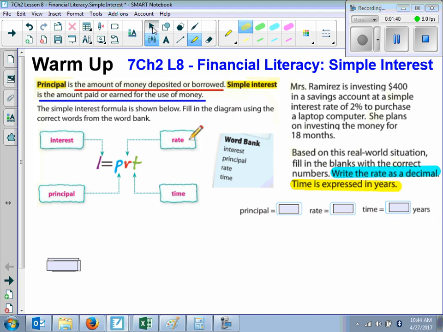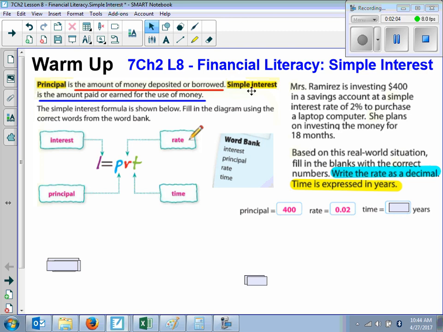Okay, so the principal, or the amount that she is investing, is how much? $400. Very good. The interest rate is 2%, so as a decimal this would be 0.02. Very good. And then the time in years, well, here it says 18 months.